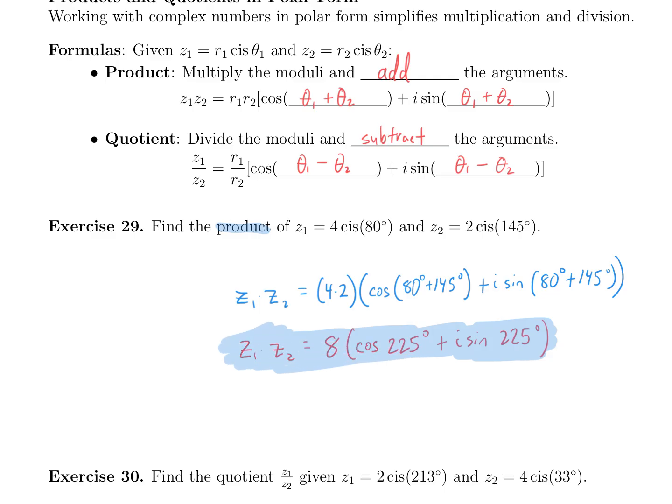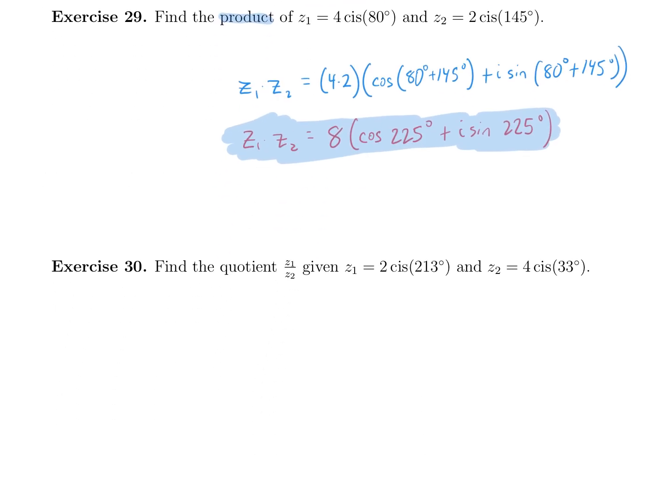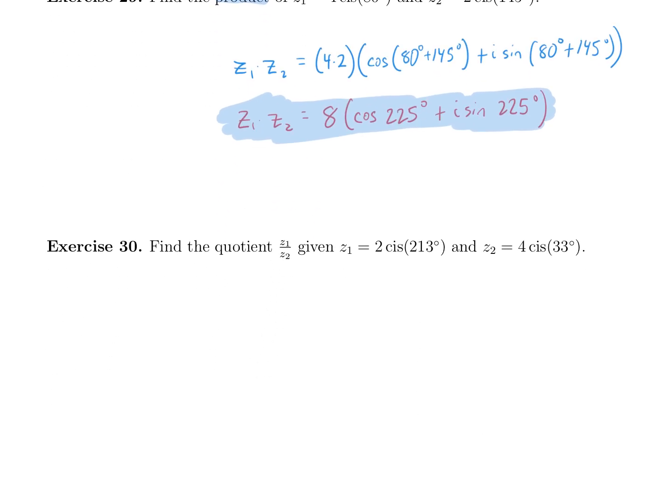Okay. Now let's look at the next exercise. They want us to divide. They're asking us to find the quotient. Quotient means to divide. So we're going to apply the other formula. The other formula was to divide the moduli. So that's going to be 2 divided by 4. And now we're going to subtract the arguments because we're dividing.